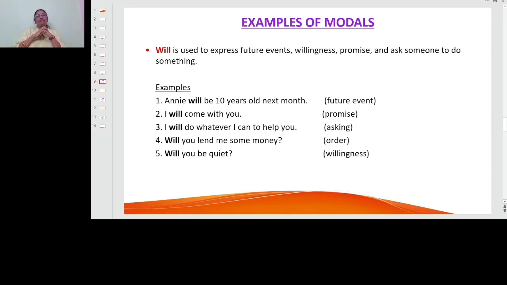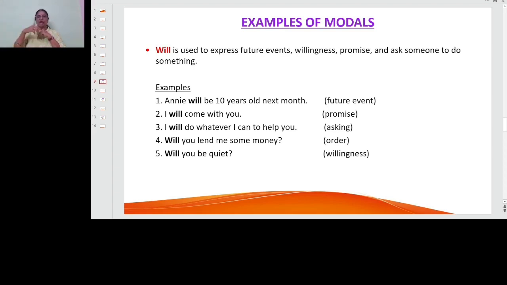Next, we'll go to will. Will indicates future events. Will, future tense, I will. Usually for first person, I and we, singular and plural, you use shall. But will is also used as a modal auxiliary. Will is used to express future events, willingness, promise, and to ask someone to do something.